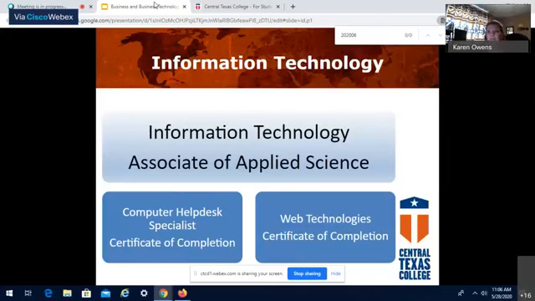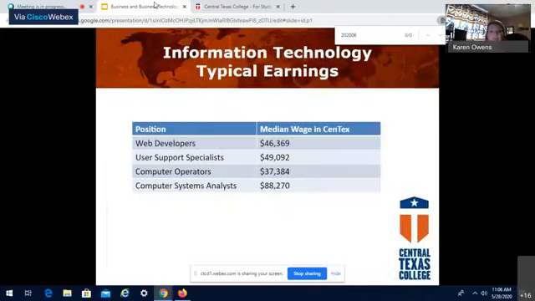Okay. So next we're going to talk about looking at what their salary ranges would be. As you can see, from the web developers down to the computer systems analysts, that's quite a broad range, and they are going to vary depending on who you're going to work for. Okay, so that'll just give you a little bit of an idea.